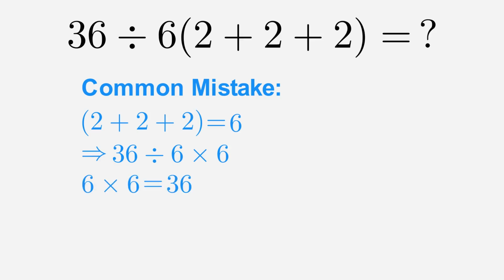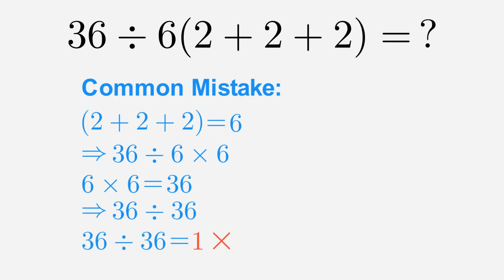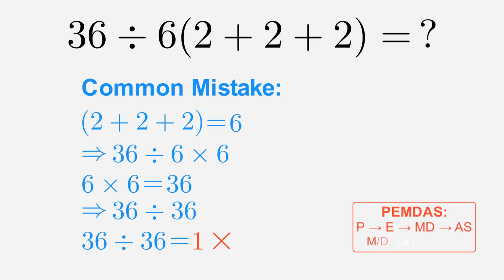Here's where people mess up. They think 6 times 6 is 36, so 36 divided by 36 is 1. That's the trap answer. But the 6 is not married to the 6. Once the parentheses are done, you have division and multiplication side by side. They're equal in priority, which means you go left to right. No shortcuts. Let's do this right.